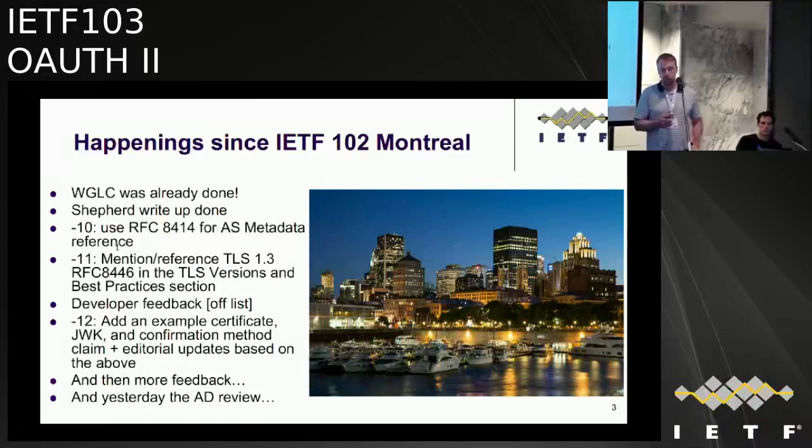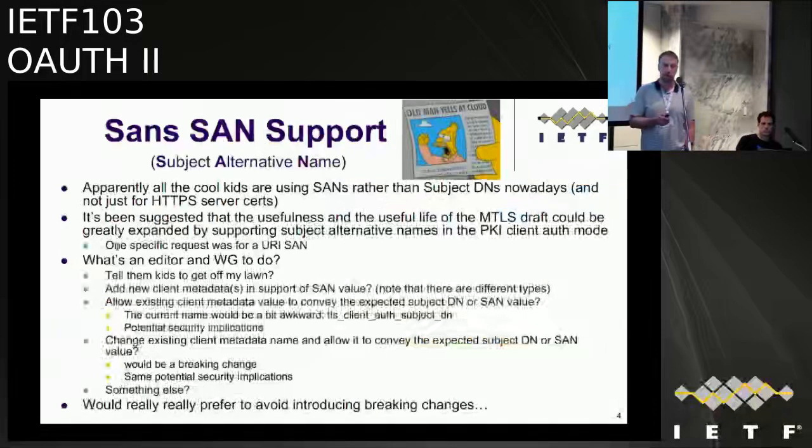So the first question that came up from that most recent developer feedback is around support for subject alternative names. I say here basically that all the cool kids are using SANs nowadays, and contrary to what I was thinking, they're even doing it for non-HTTPS server certificates. Thank you. Get off my lawn.